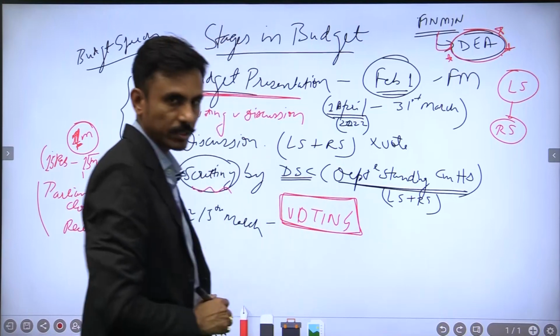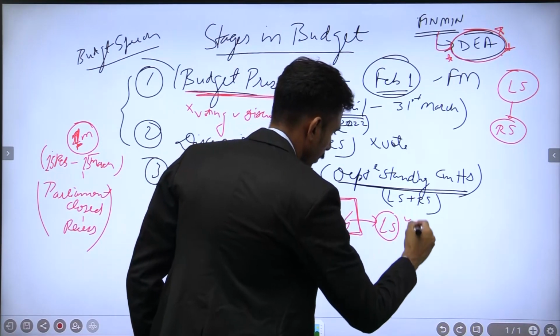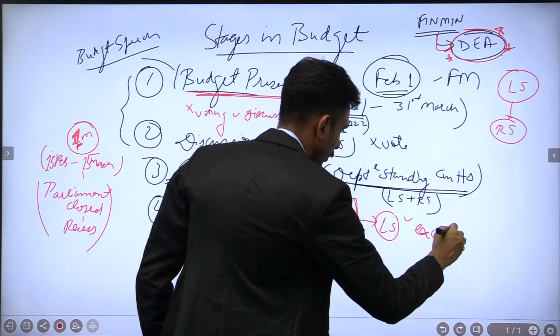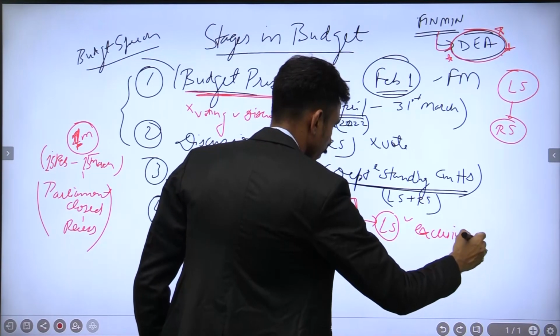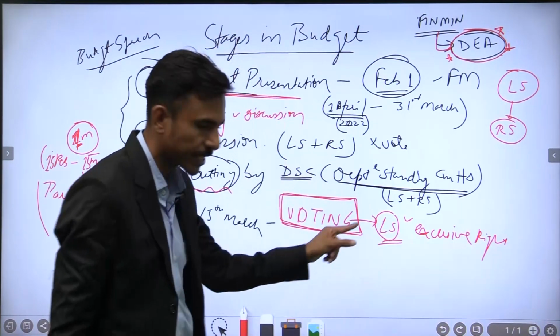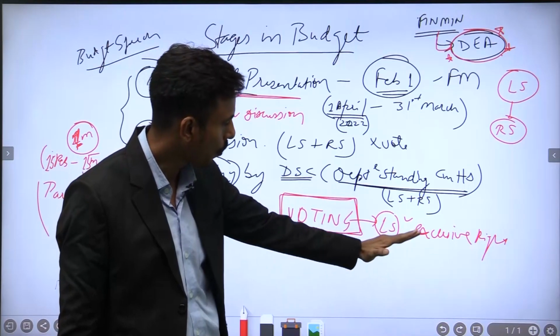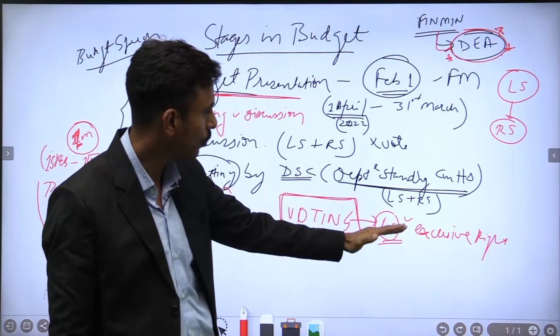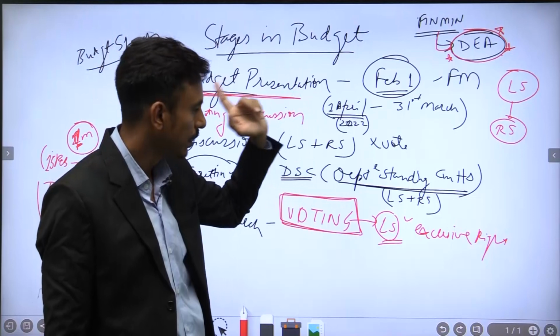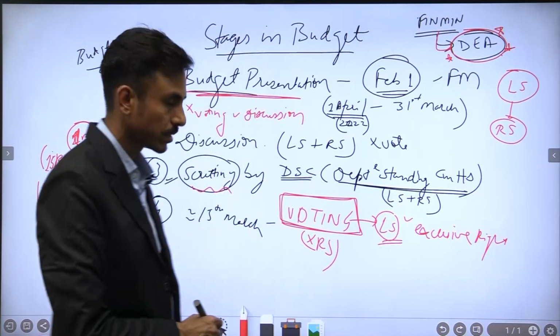Now voting takes place, right? Voting is an exclusive right of Lok Sabha. Guys, it's very, very important, because why? Because Lok Sabha is the house of people. It is a directly elected house, and it is only the directly elected members who have the right to vote for the demands, right? So Rajya Sabha cannot vote on the demand for grants, right?